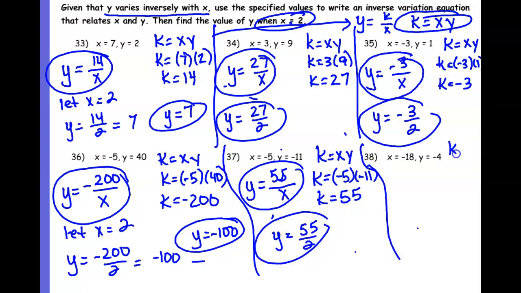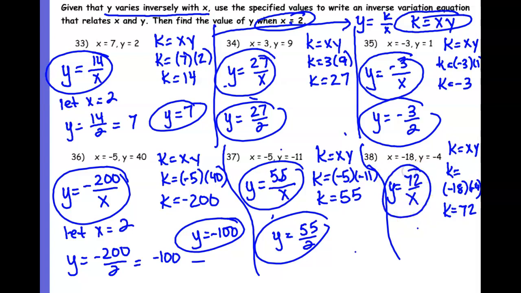Okay, and then k is equal to x times y here, so our k is going to be equal to, I'll squeeze it in, negative 18 times negative 4, which is, our k is 72. So y is equal to 72 over x. There's our equation. When we plug in, let x be equal to 2, we get y is equal to 72 halves, which is 36. So y is equal to 36.